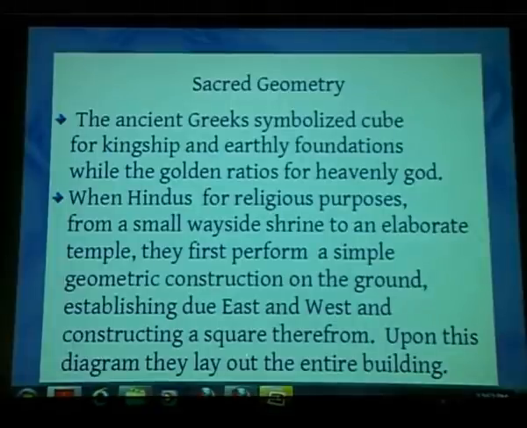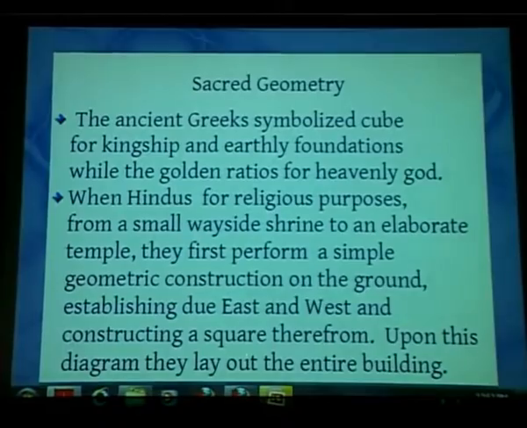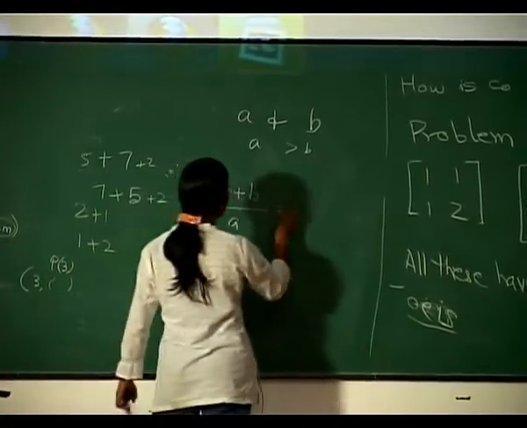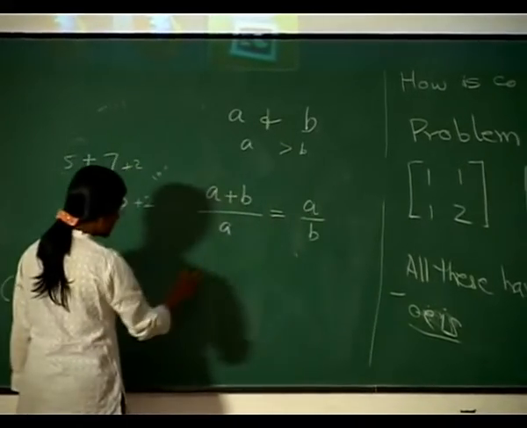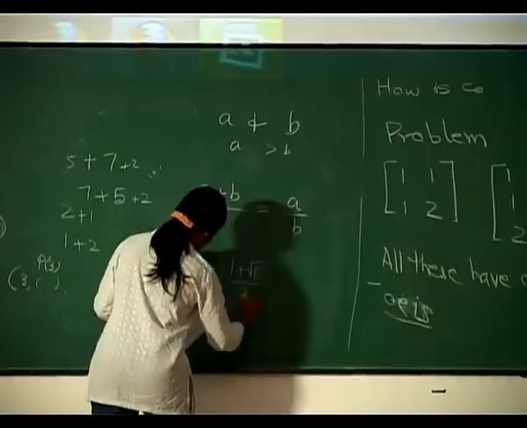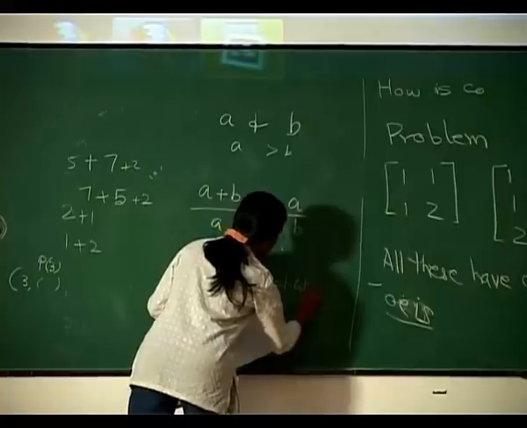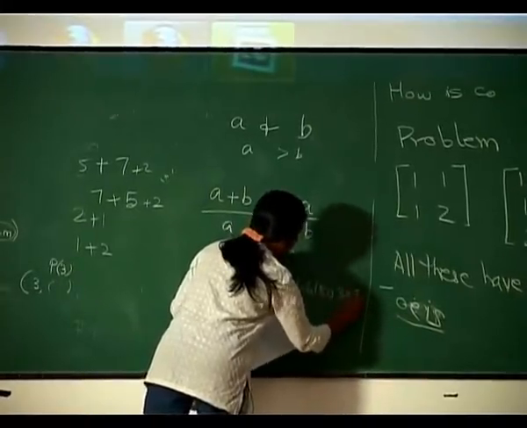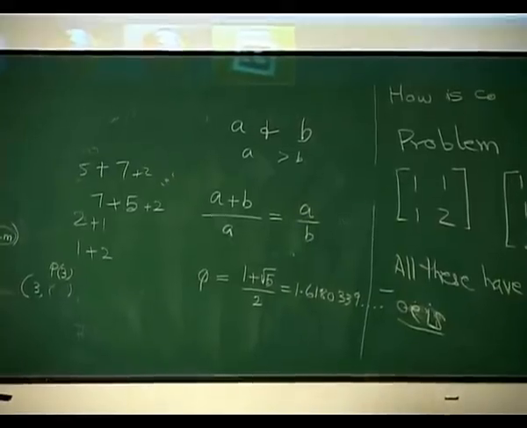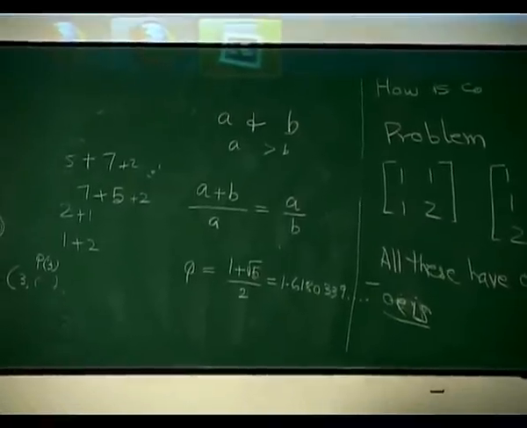The golden ratio is the ratio of sums of two numbers. You have A and B, and A is greater than B. So the golden ratio is A plus B divided by the bigger number. This is a constant which is denoted by phi, and its value grows like this. So in the ancient Greek temples, they always wanted to build a temple involving this golden ratio, and whether the temple was small or big, they always wanted to maintain that ratio.